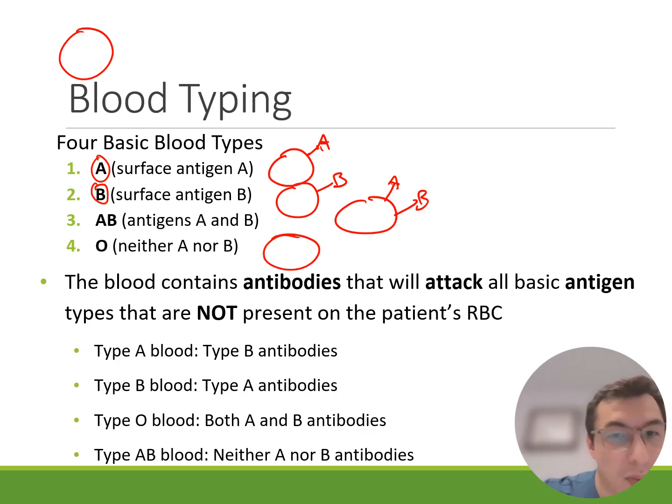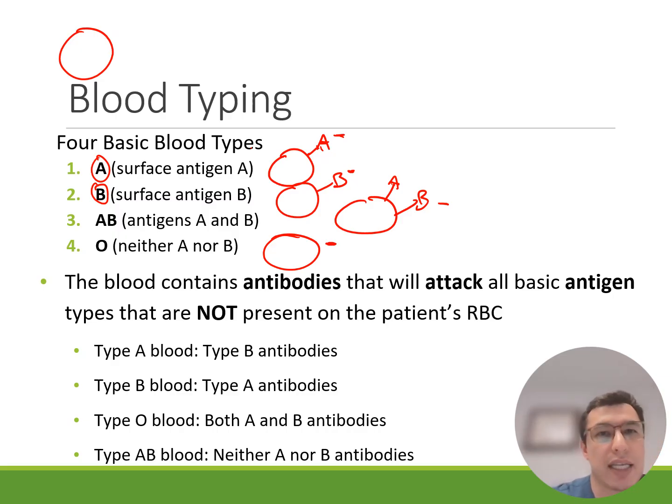Keep in mind that here we're not mentioning the Rh antigen that we talked about before. Now this Rh, if it is not present, will be negative. Here this will be AB negative. This will be O negative.